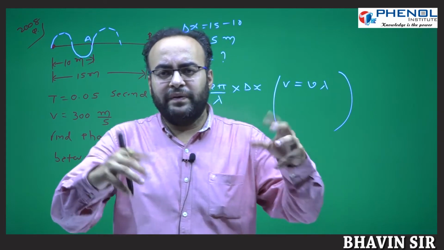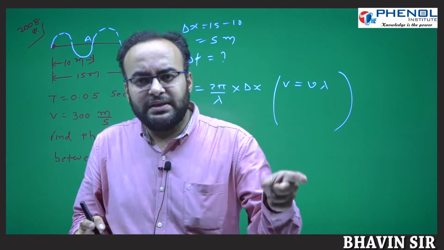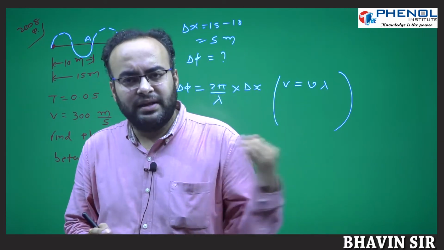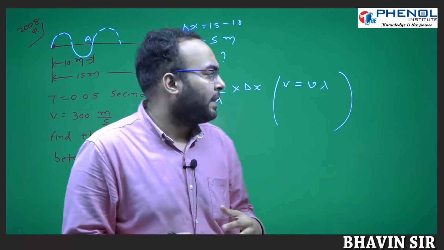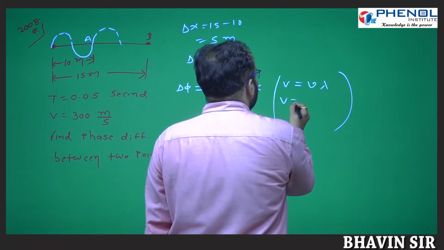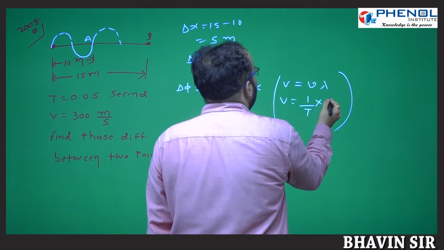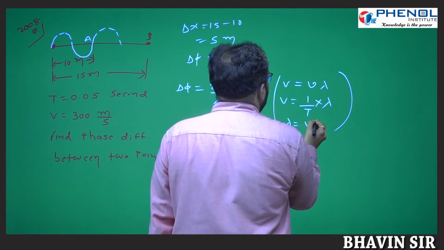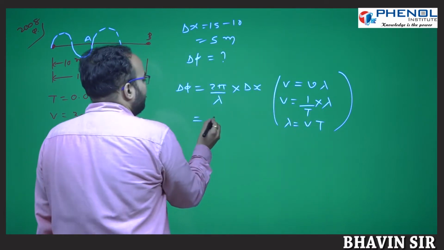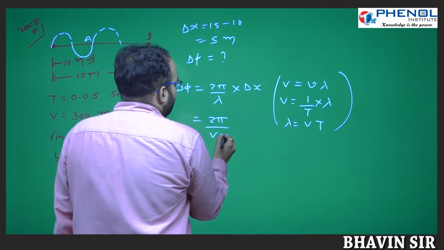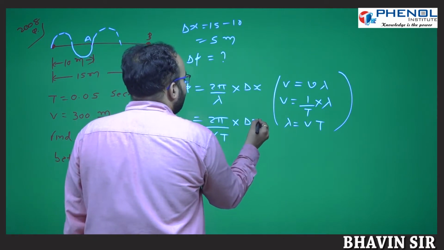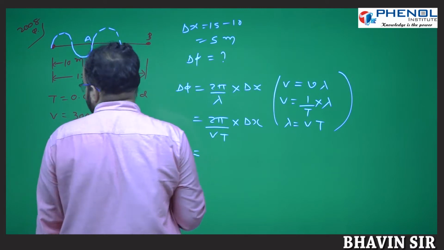What is the speed of wave? Frequency into wavelength. We saw this yesterday. But frequency is not given, so frequency is 1 by T. So what is lambda? Lambda is vT. Now place all the values.